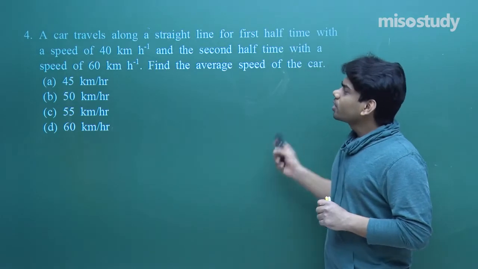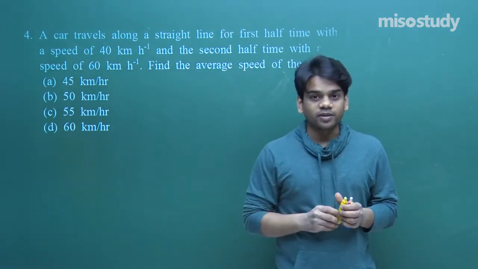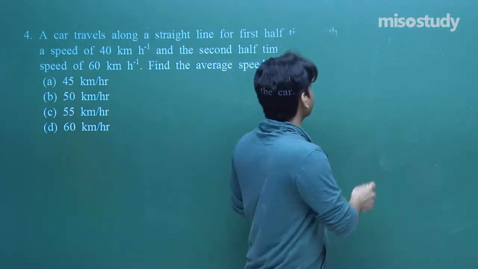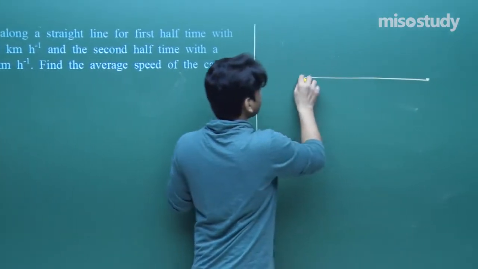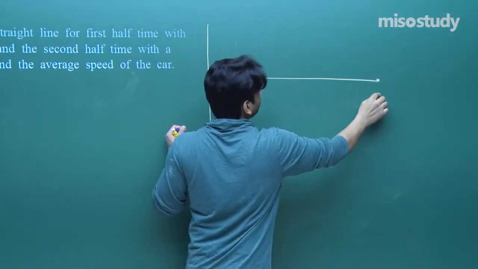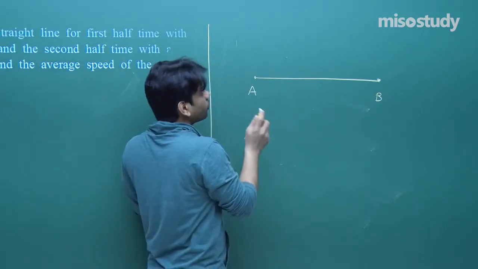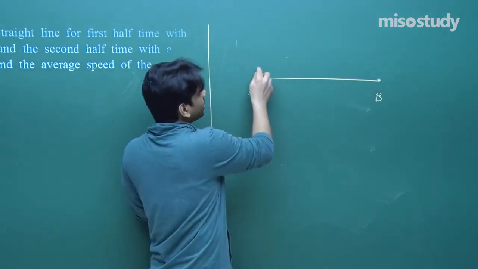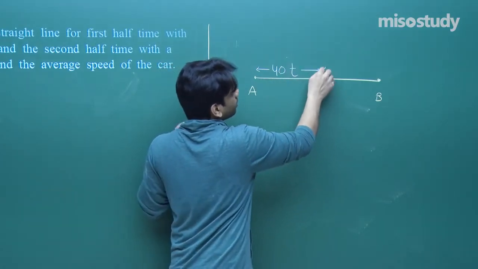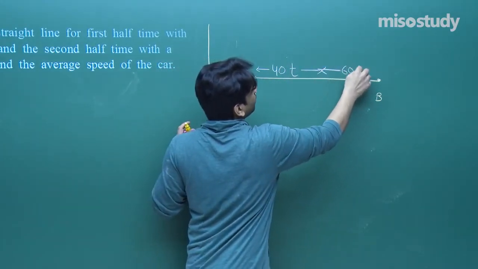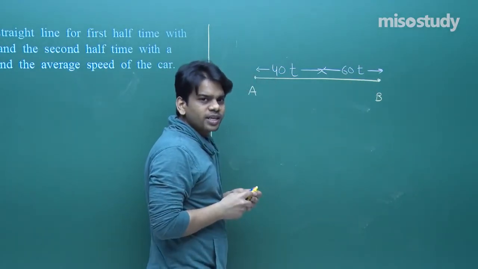Now you see here, for the first half time and for the next half time, the speed has been given. You have to find out the average speed. See here, let's say this is the journey of the entire car from A to B. We don't know how much distance they have traveled. Now see, for first half time, let's say time t it has taken. So it would have moved a distance of 40t. For the next half time, it would have moved a distance of 60t, because speed into time is the distance.